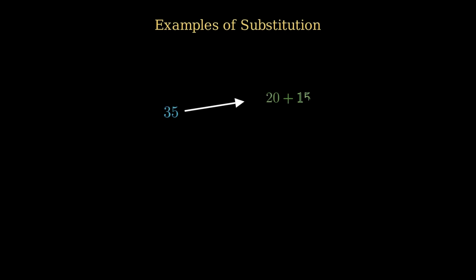Let's look at some examples. For instance, the number 35 has the exact same value as 20 plus 15, or 30 plus 5. Therefore, 35 can be replaced by these expressions. Similarly, the expression 4 times 8 can be replaced with its exact value, 32.